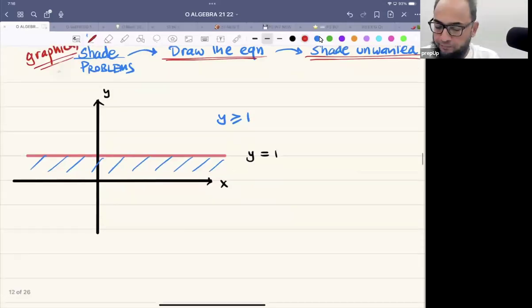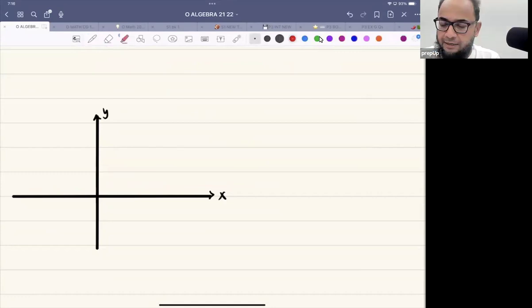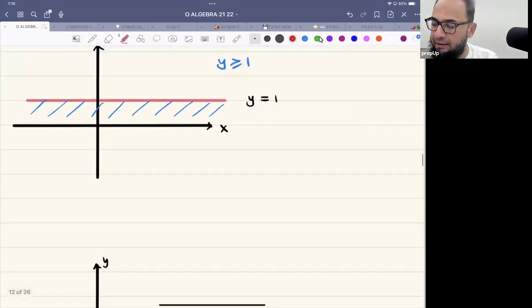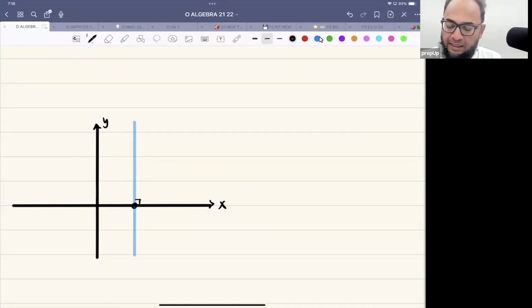Now the next one. This time, again, I'm labeling the y-axis, the x-axis. Let me draw it in blue color, a line like this. This is the line. It's passing through 2. It's a line parallel to the y-axis. This is the line x is equals to 2.